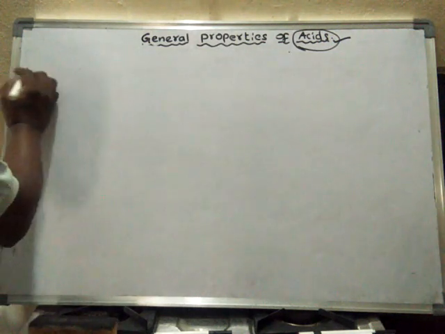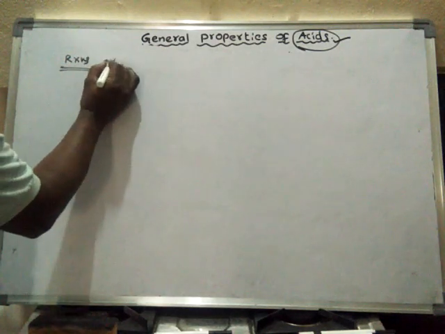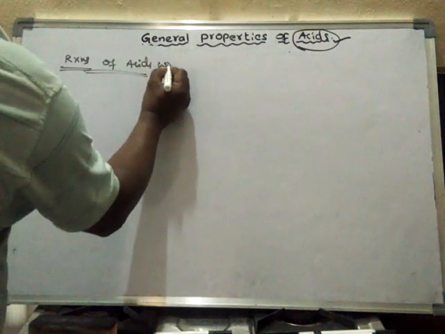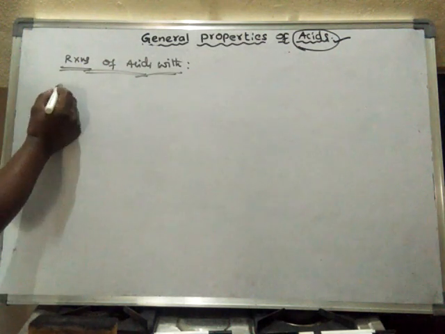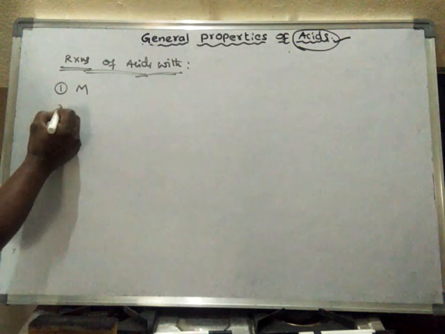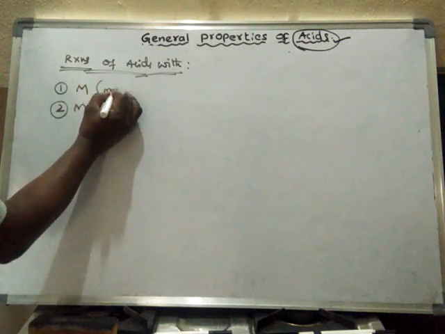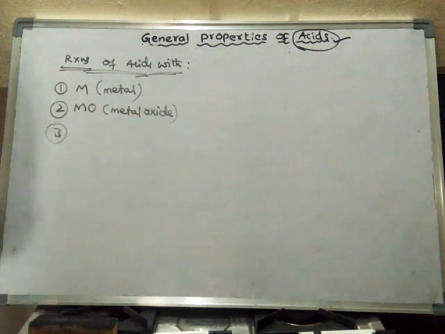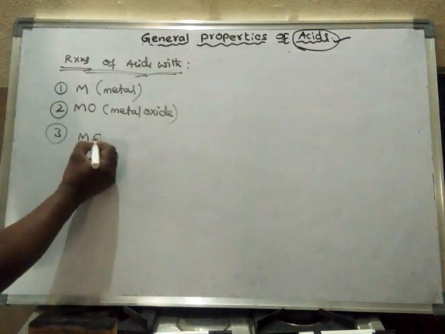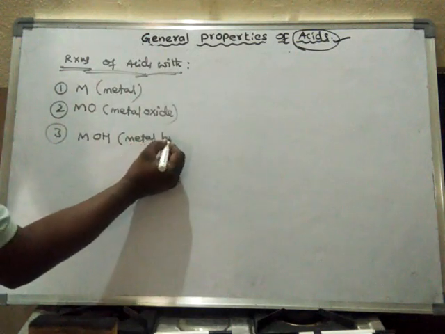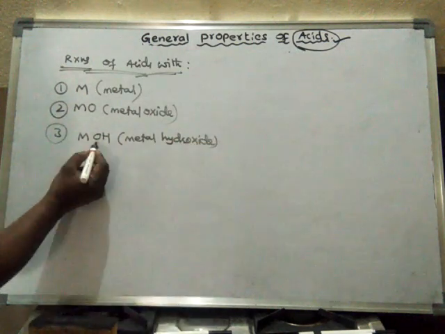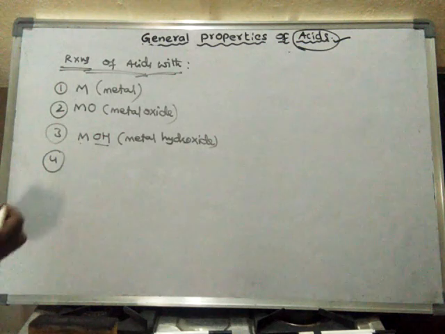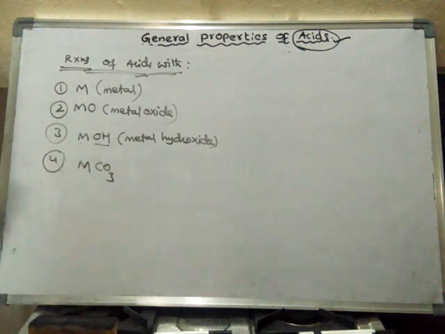The next property is reactions. We will also learn the reactions of acids with some other substances: reactions of acids with metals, where M stands for metal; metal oxides; metal hydroxides, where OH means hydroxide; and metal carbonates.